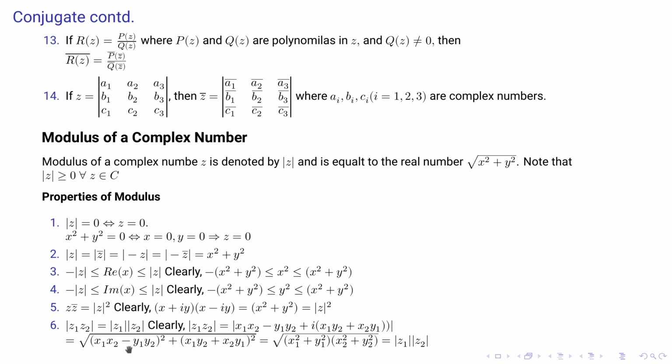Now if you see, this will have a term 2x1x2y1y2, and this will have a term 2x1x2y1y2. Both will be opposite in sign, which will get cancelled. So what will remain here is x1 square x2 square plus y1 square y2 square, and here we will have x1 square y2 square plus x2 square y1 square. Now these four terms will be equal to (x1 square plus y1 square) into (x2 square plus y2 square), which is nothing but modulus of z1 into modulus of z2.